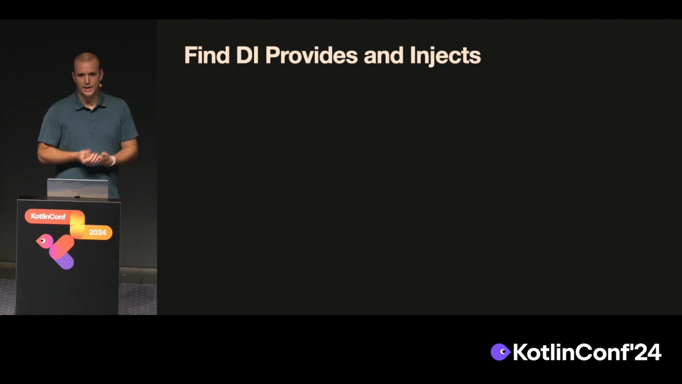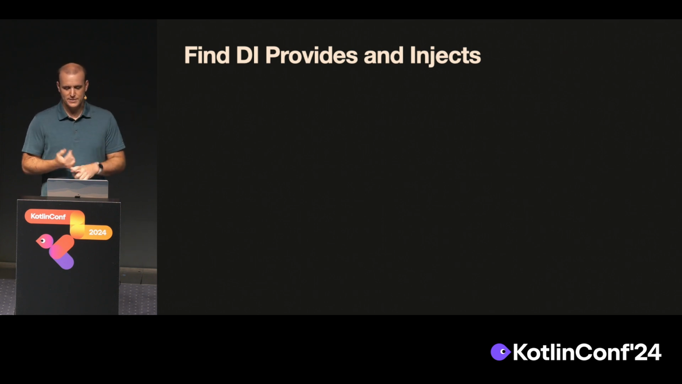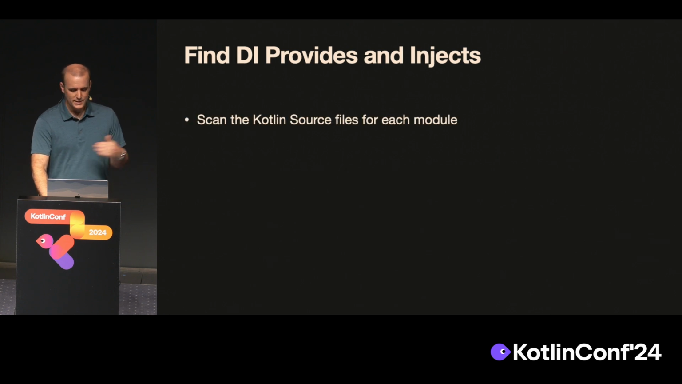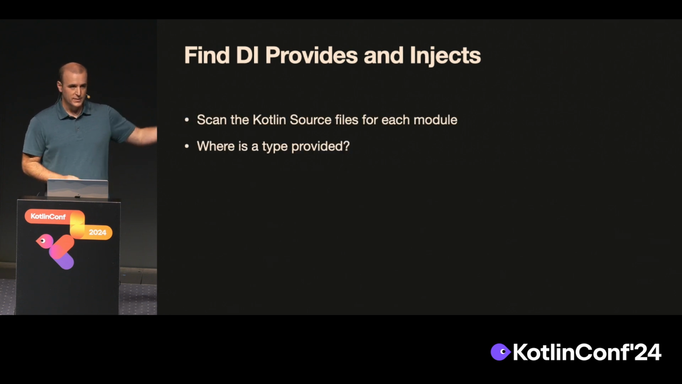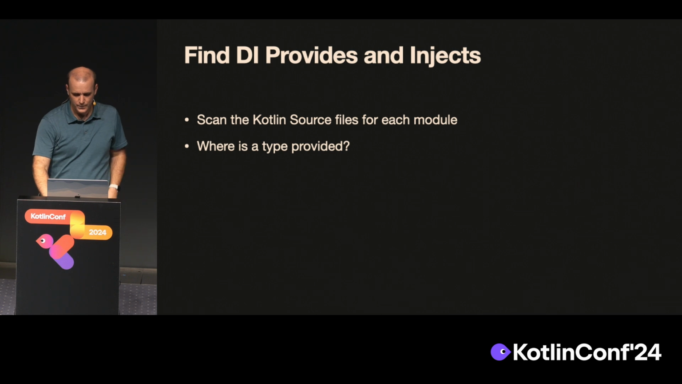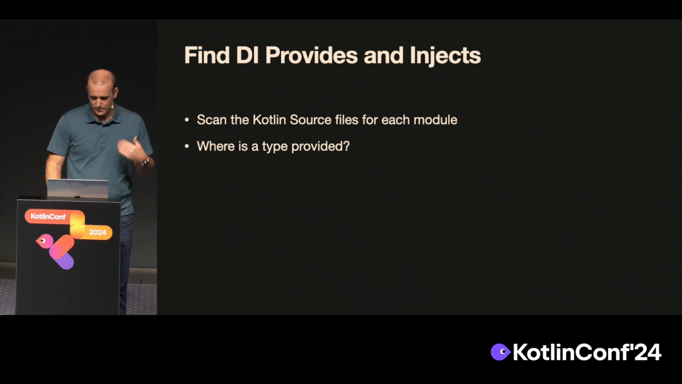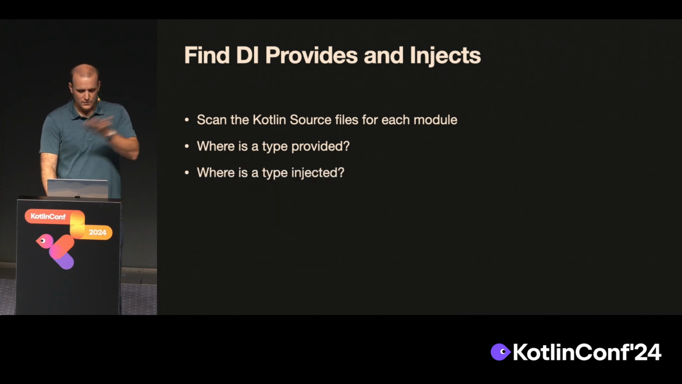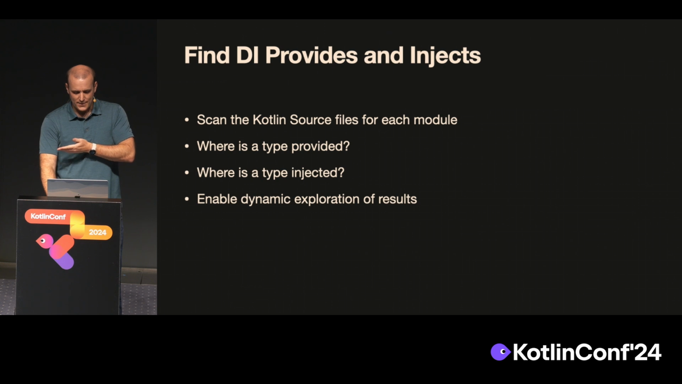We're going to go ahead and scan our code with PSI to find all the places that we provide dependencies and where we consume them, where we inject them. So we're going to scan all the source code for the module. This invert Gradle plugin basically hands you all the source code for a given module. You process it and you give back whatever you've collected that will then be used by the report. You want to figure out where this type is actually provided, where it's injected, and then be able to explore the results. So let's do this.